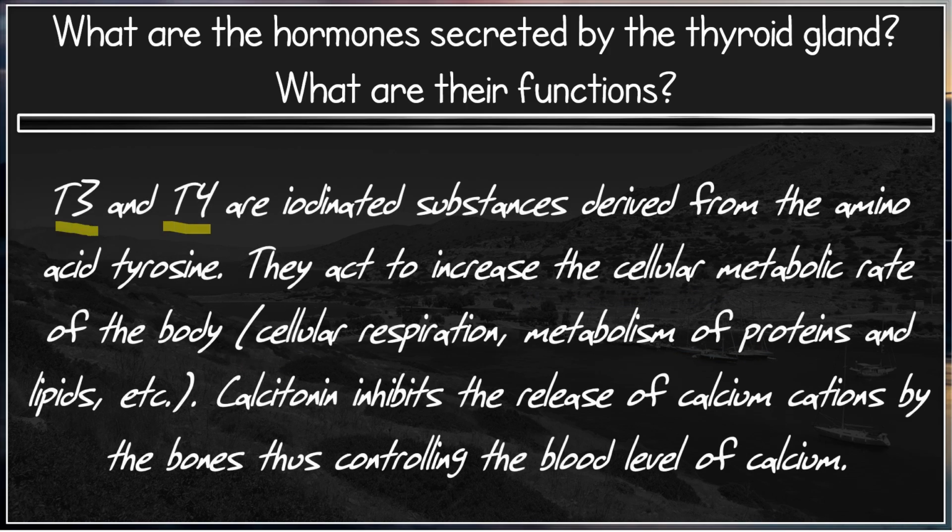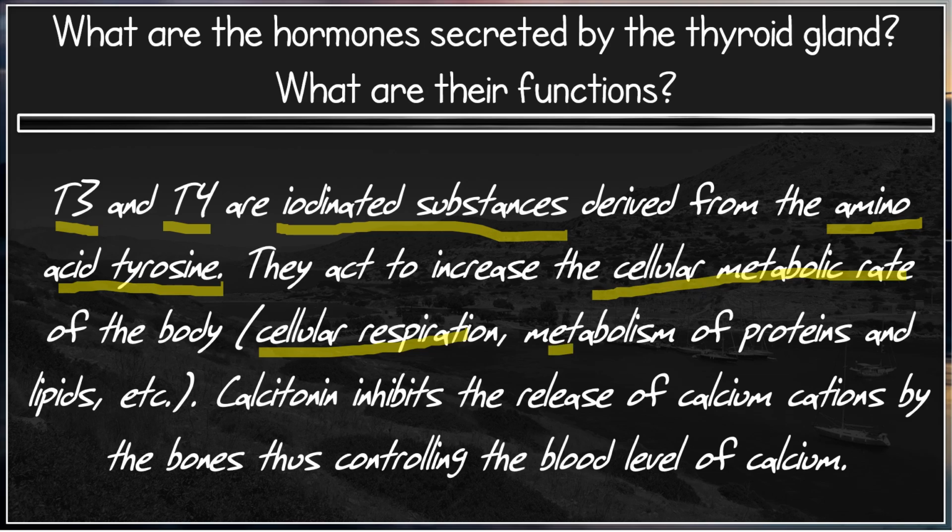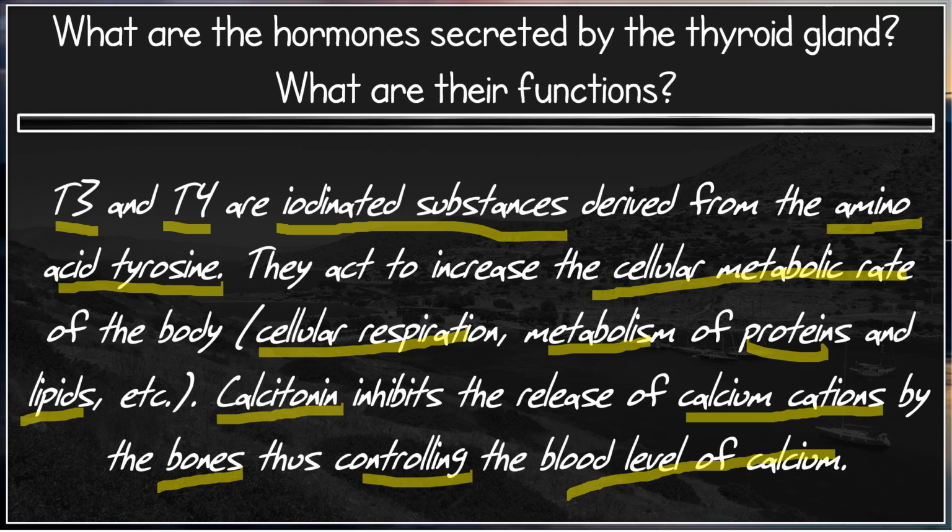T3 and T4 are iodinated substances derived from the amino acid tyrosine. They act to increase the cellular metabolic rate of the body, that is cellular respiration, metabolism of proteins, lipids, and many others. Calcitonin inhibits the release of calcium cations by bones, thus controlling the blood level of calcium.